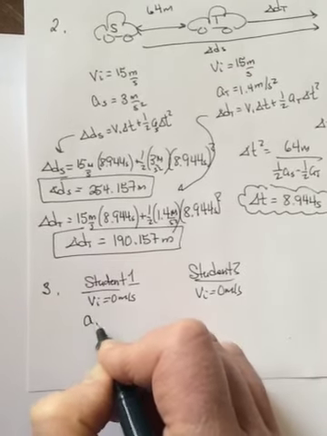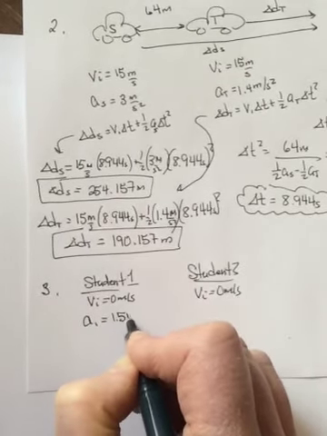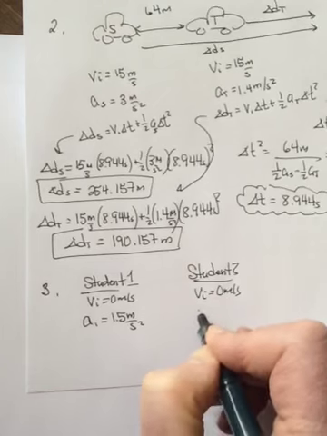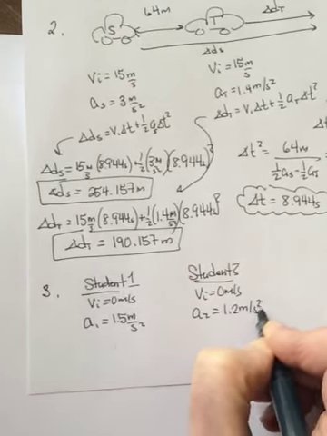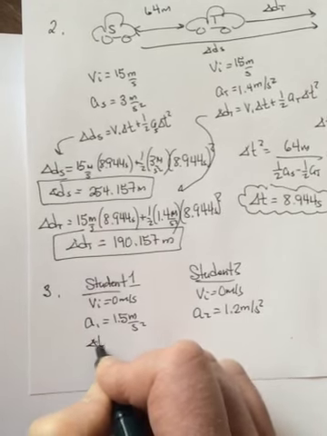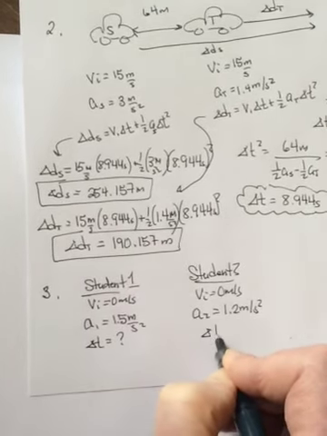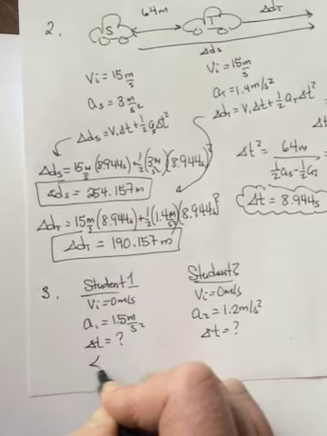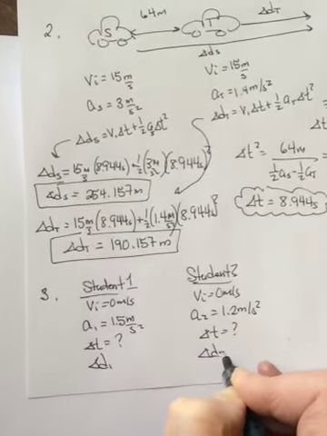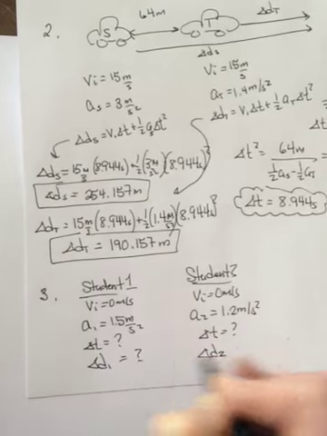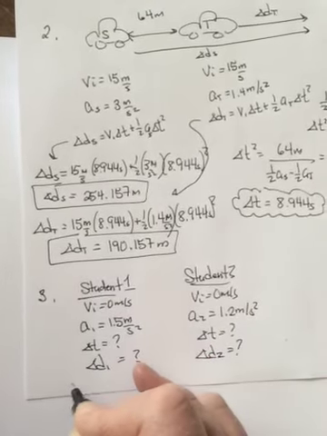When they start, one accelerates at a rate of 1.5 meters per second squared, the other at a rate of 1.2 meters per second squared. It wants to know how long before they meet. That should be the same for both. And how far has each traveled. That is not going to be the same for both because one's accelerating faster than the other.